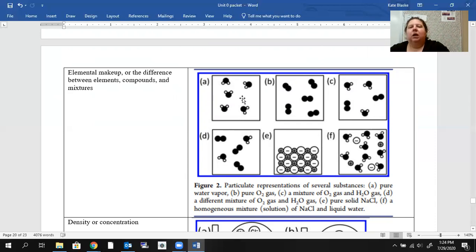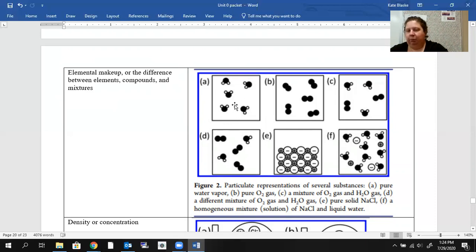So for example, picture A shows a 3-atom molecule. We can tell that there's three atoms because there's one big black circle and 2 little clear outlined circles, whatever you want to call them. This is probably representing water. Since they're spread out, we know it's probably a gas. They're not all packed in together, even though there aren't arrows showing us what's going on. And we also know that this is a pure substance because there's only one type of molecule in that sample.